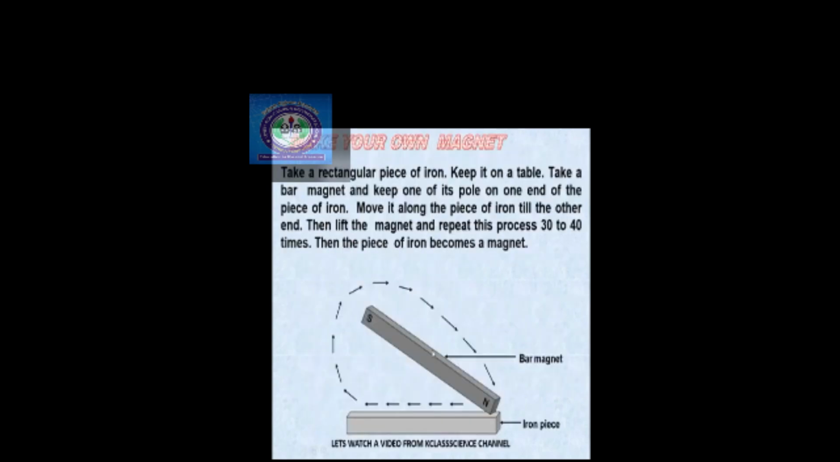Now, we are going to make our own magnet. It is very easy to make your own magnet. You need to take any iron piece. It's written rectangular piece of iron. You can take any piece of iron, right? And then you need to use the bar magnet. You only need two things in this: one piece of iron and one bar magnet. So let us see a small video related to this so that we can understand how we can make a magnet.